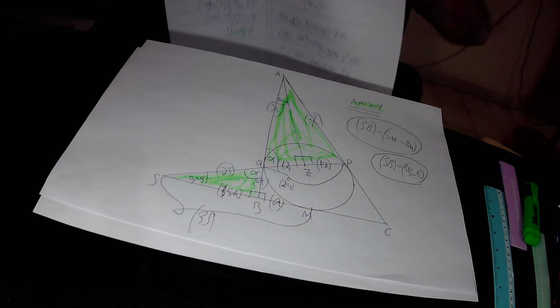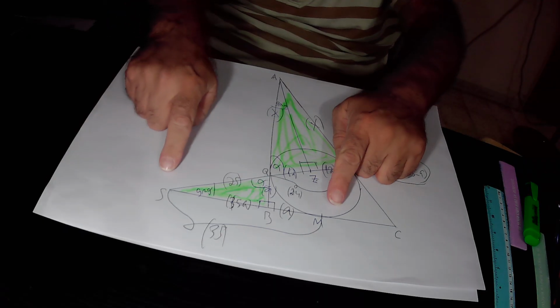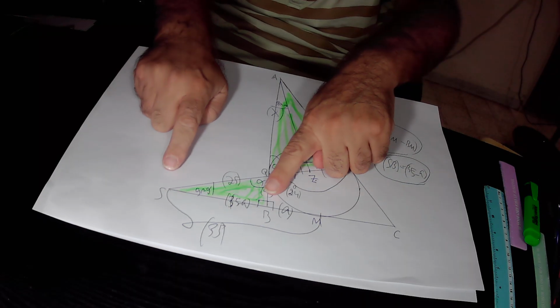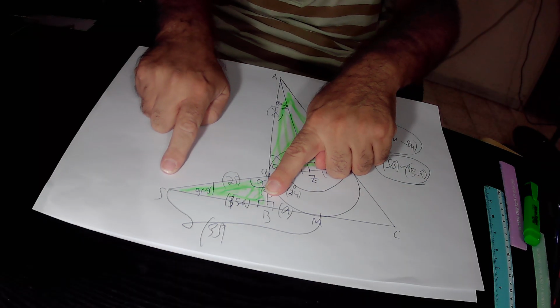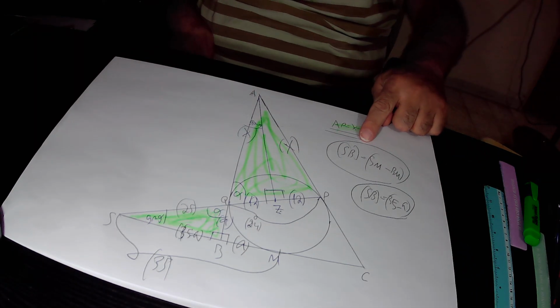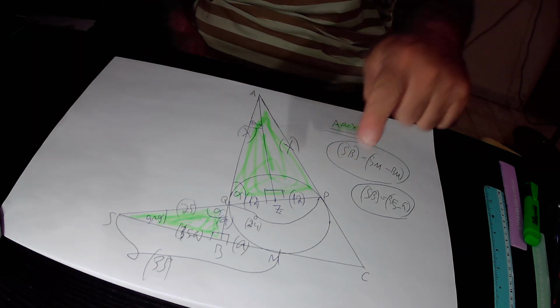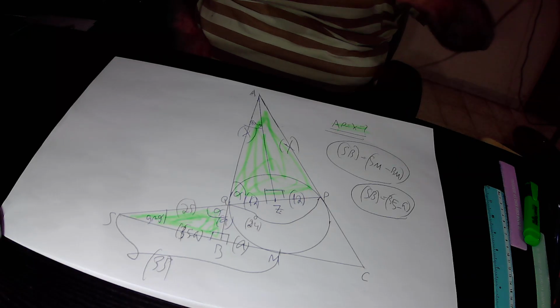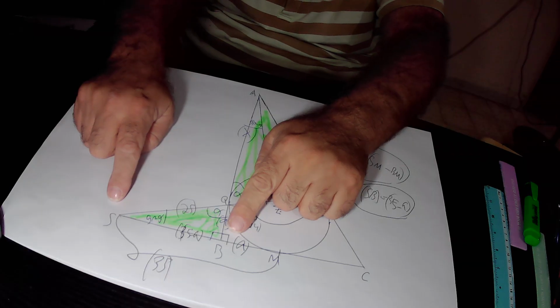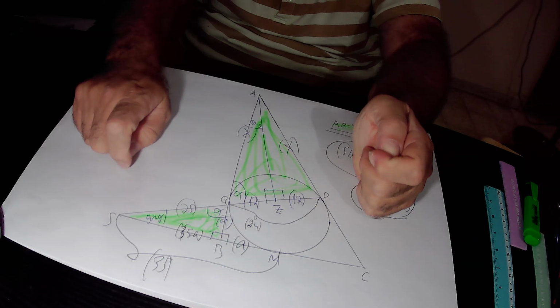This is saying that SM is equal to 35 units in length. What is the length of this line segment SB? SB equals SM plus BM. So SB in total equals SM, that is 35, plus BM, that is 8. So in total, SB equals 43 units in length.